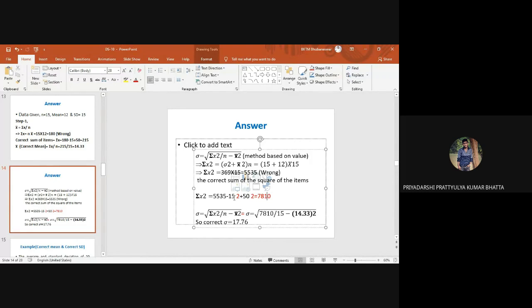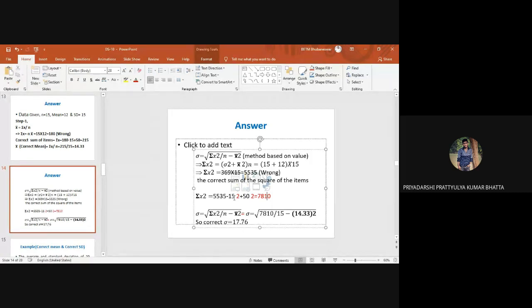Yes, that can also be done, no problem. This is the basic step. So if you go to the summation of x in case of calculating the correct mean, or in case of calculating the standard deviation, you go for the square of that particular thing. We have already written here, summation of x square equals 5535.